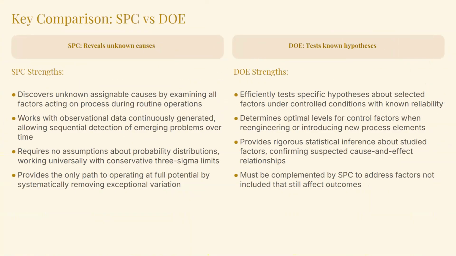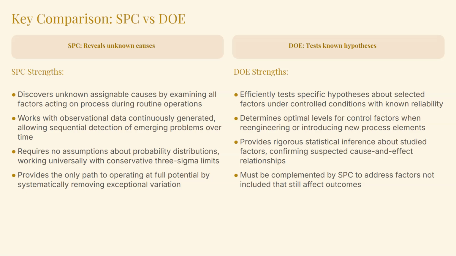Let's compare SPC and DOE. SPC reveals unknown causes by examining all factors during routine operations. It works with observational data generated continuously, allowing sequential detection of emerging problems. SPC requires no assumptions about probability distributions and provides the only path to full potential by removing exceptional variation.